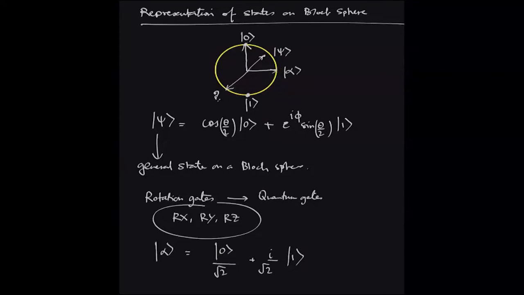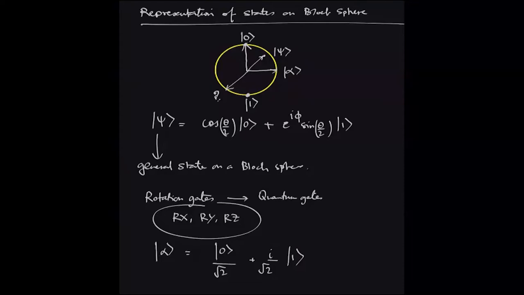And note that even in this case, the squares, 1/2 squared plus i by two squared mod, is equal to one. A squared plus B squared, that normalization thing is still true. And so this is that state. If I go to the other side, I just invert the sign like the usual thing. So this is a general state.